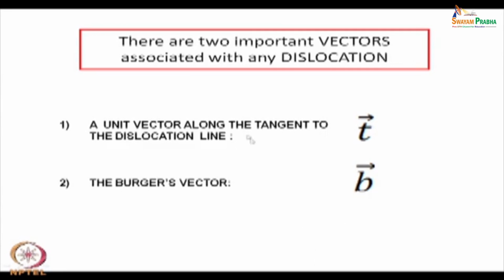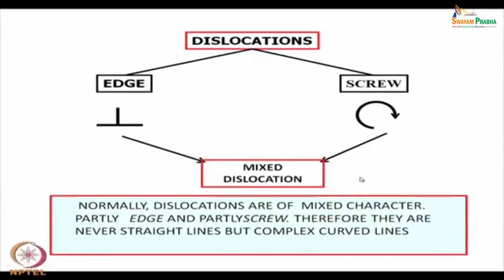And the basic relationship, well, there are two important vectors associated with any dislocation. One is the unit vector along the tangent to the dislocation line, or in the direction of the dislocation line. No, it is not the slip direction, it is actually the Burgers vector that is the slip direction, and as a result of that slippage a line has been formed, and this is the tangent to that line. So, these two vectors are important, and in case of, I will come back to that.